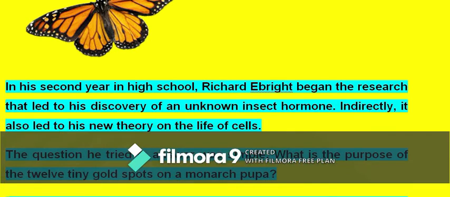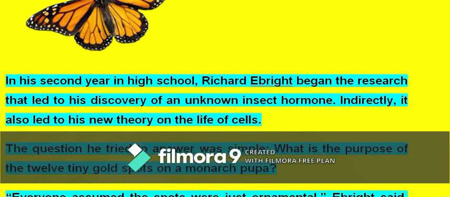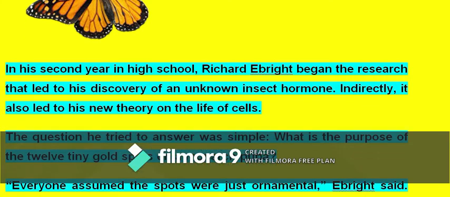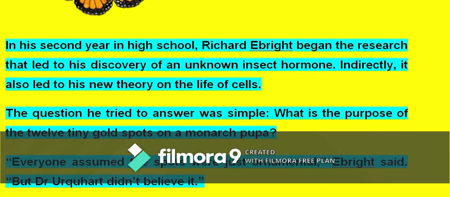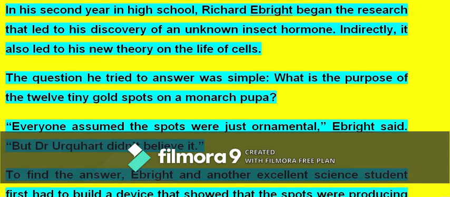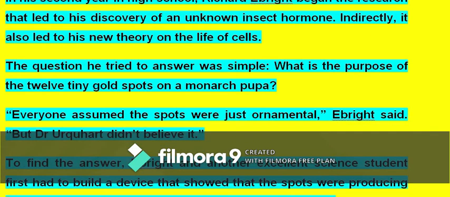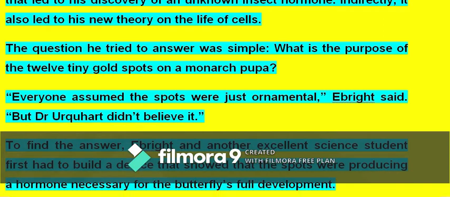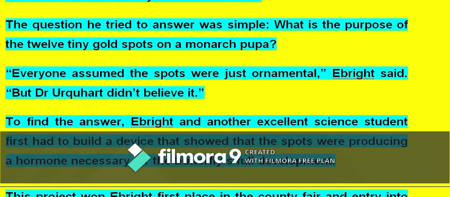Let us read further. In his second year in high school, Richard Ebright began the research that led to his discovery of an unknown insect hormone. Indirectly, it also led to his new theory of the life of cells. The question he tried to answer was simple: what is the purpose of the 12 tiny gold spots on a monarch pupa? So, egg, larva, pupa, that means the second last stage before becoming an adult. There were as many as 12 golden dots, and there was a purpose underlying it.